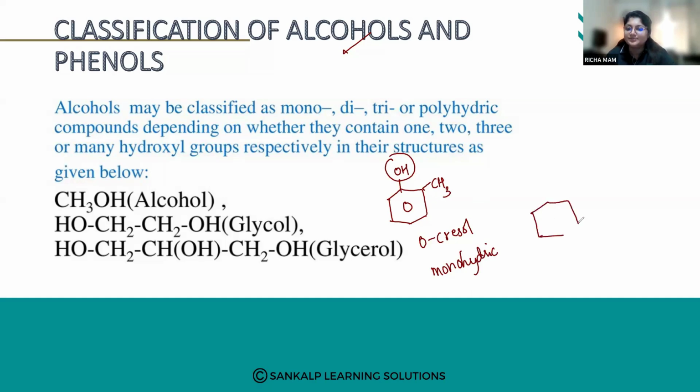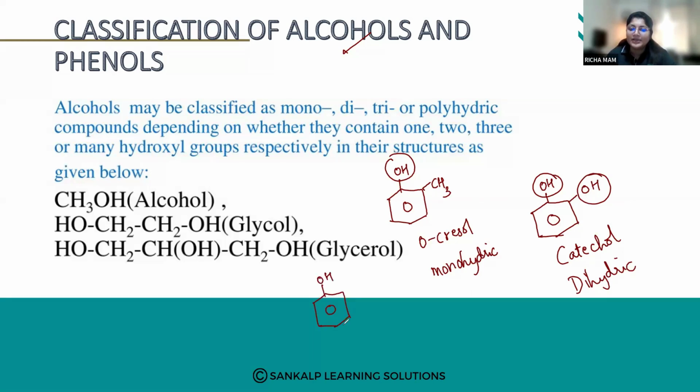Now another example. Try to answer: how many OH groups are there? Two OH groups. The name is catechol, and it is dihydric because two OH groups are present. Then what is this compound's name? The hydroquinone. Again, this is dihydric, as two OH groups are present.